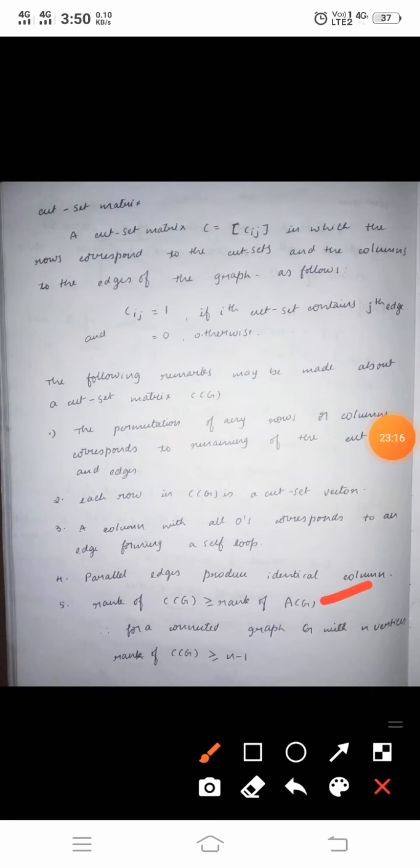Fifth, rank of C of G is greater than or equal to rank of A of G. That means the rank of the cut set matrix is always greater than or equal to the rank of the incidence matrix. For a graph G with n vertices, the rank of the incidence matrix is n minus 1. So rank of C of G is greater than or equal to n minus 1.